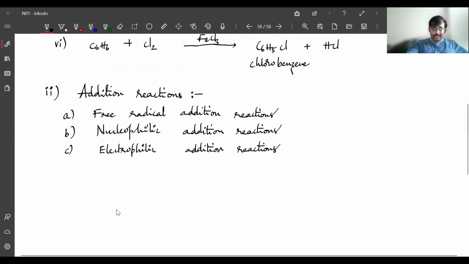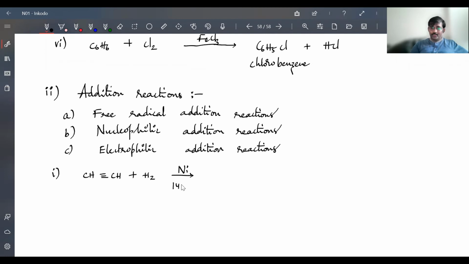I'll take acetylene first, CH triple bond CH. That acetylene is adding with hydrogen gas, and that will happen in the presence of nickel metal. At around 140 degrees Celsius you have to heat, then only it will happen. At that time it will become ethylene, CH2 double bond CH2. Initially there was an sp carbon, now it has become sp2.